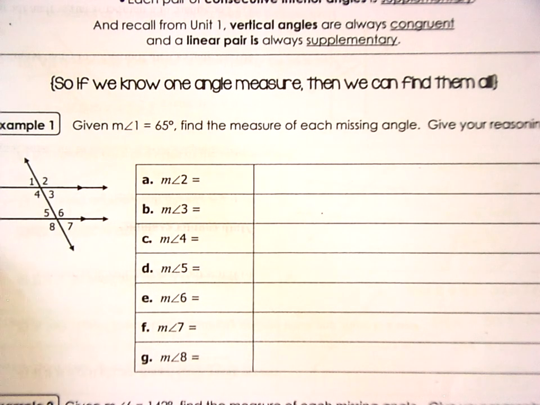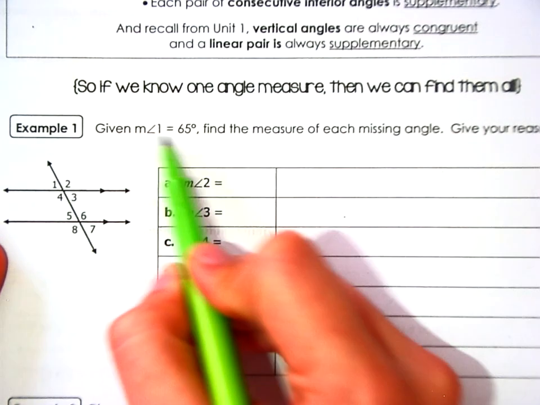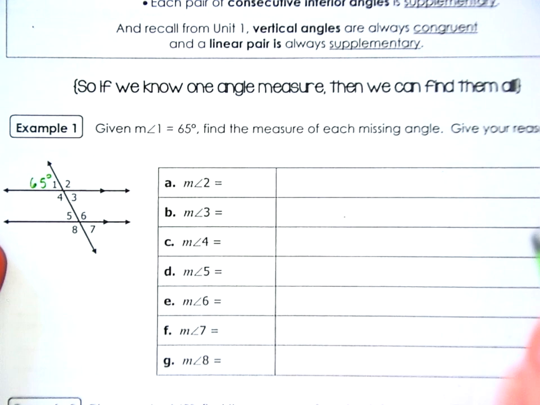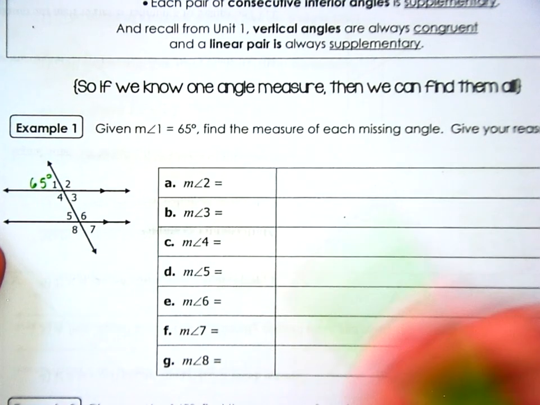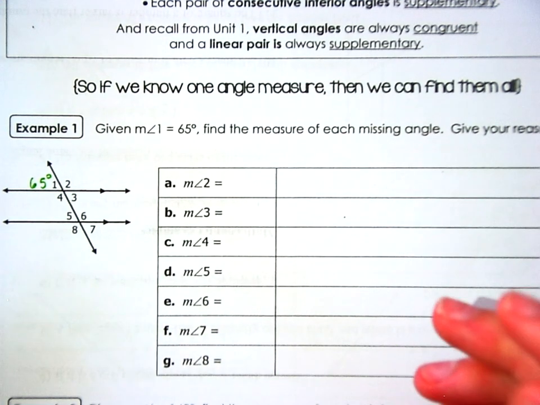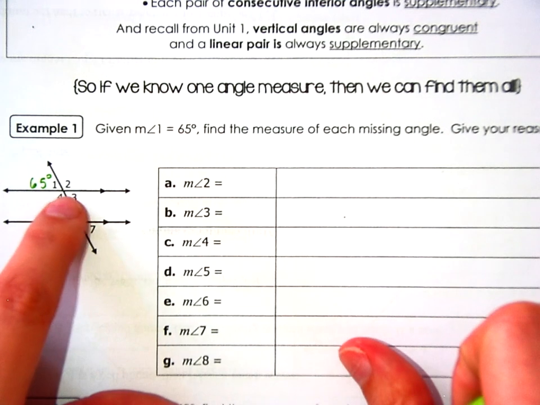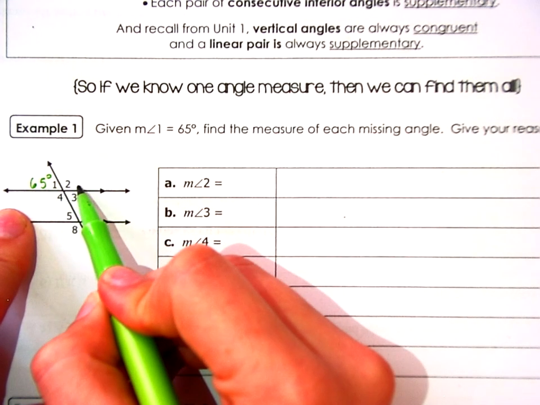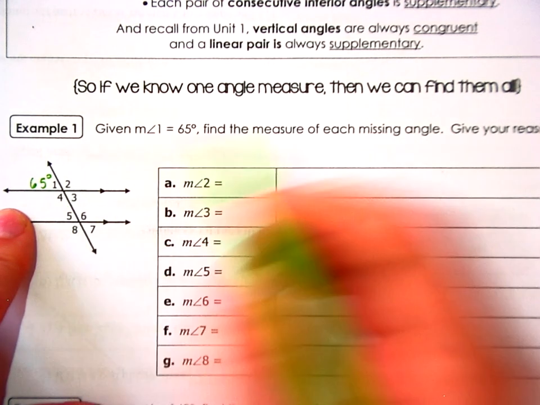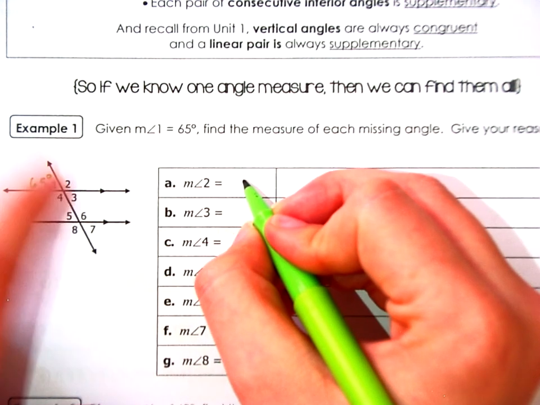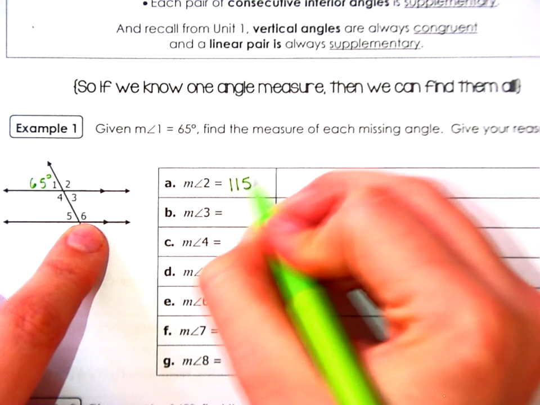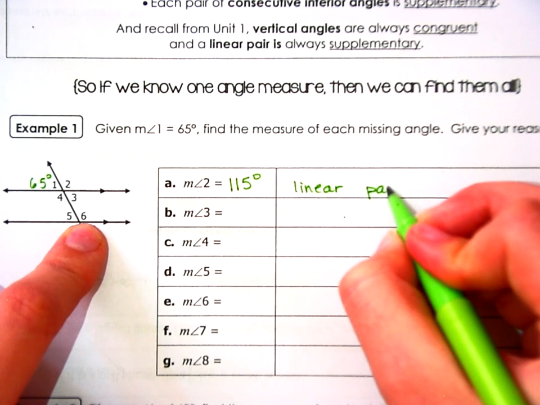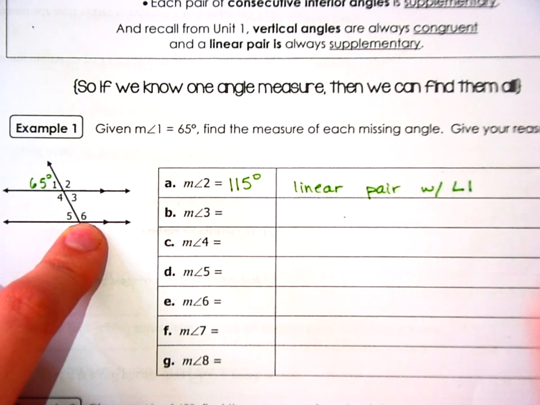So these first ones, all we're going to do is label what we've been given. We know the measure of angle 1 is 65 degrees, okay? And then we're going to find the rest of the angle measures and a reason why we know, or our justification. Angle 2 is the first one I'm going to start with, and that's the angle that is adjacent to 1. Those form a linear pair. So I know 180 minus 65 is going to be 115, and that's because that is a linear pair with angle 1.